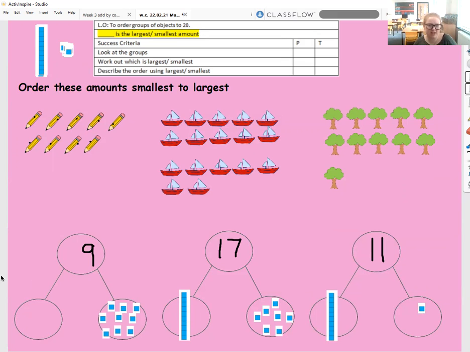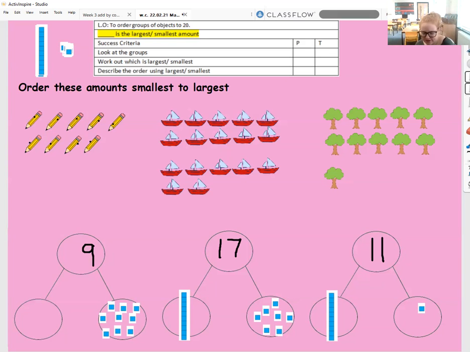Now I want to order these from the smallest to the largest. So I'm going to start by looking at the 10s. So how many 10s does 9 have? Well, 9 has 0 10s. How many 10s does 17 and 11 have? Like I said, 17 has 1 10, because I can see 1 10 here, and 11 has 1 10, because I can see 1 10 here.